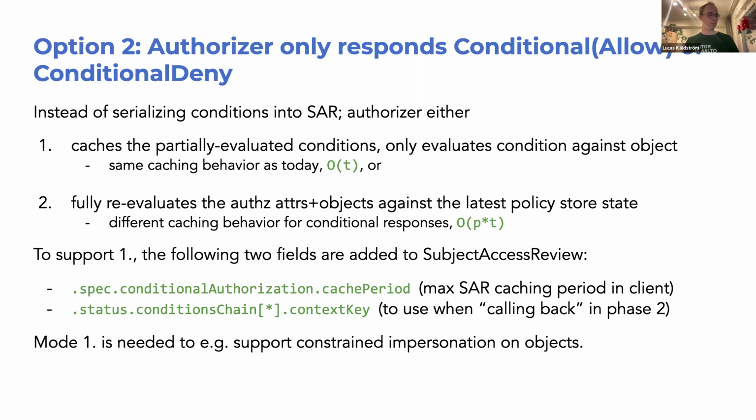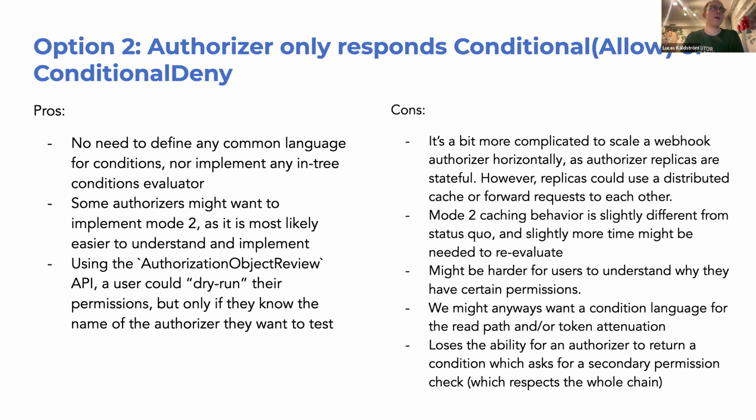But then mode one, I have an example of where mode one would still be needed, so you can choose between these. The authorizer can fully choose, and the mode would be basically that the authorizer only responds with conditional allow or conditional deny in the SAR spec, and then gives a context key which gets passed back transparently, so that it remembers which thing, and it might use a context key and it might not.